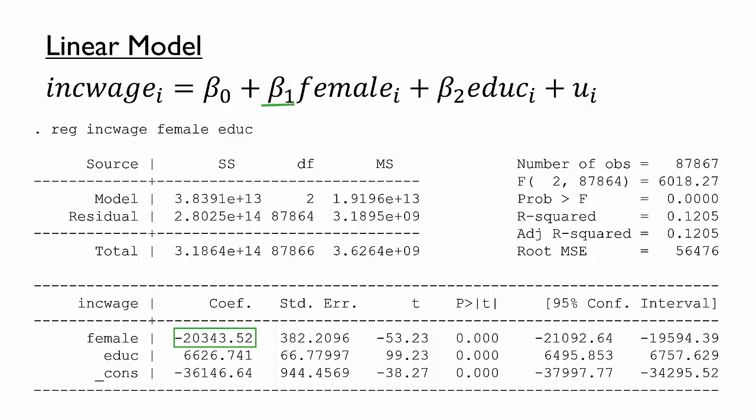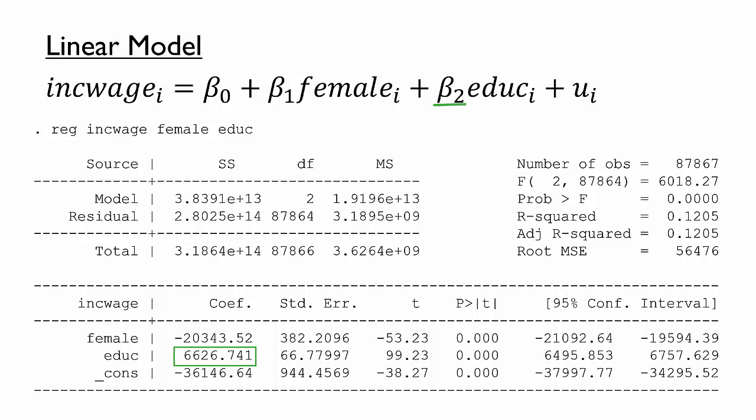The estimate of beta 2 tells us that an additional year of education is associated with an additional $6,600 in annual income, holding gender constant. We could also think of beta 2 as the marginal effect of a year of education on annual income. We should add the caveat that we can't be sure the estimate reflects only the causal effect of education, but that distinction is not the focus of this video.